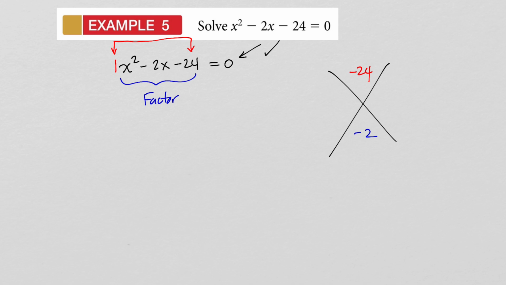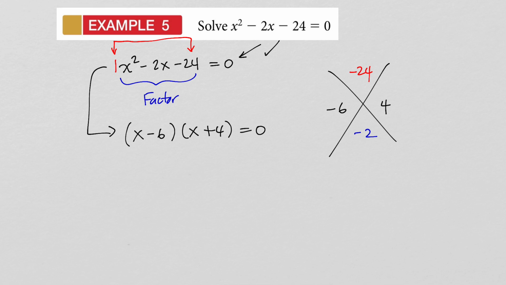And remember, the magic X says you're looking for two numbers that multiply to give you negative 24 and add to give you negative 2. And those two numbers are negative 6 and positive 4, right? Because negative 6 plus 4 is negative 2, and negative 6 times 4 is negative 24. So x squared minus 2x minus 24 factors into (x minus 6)(x plus 4).